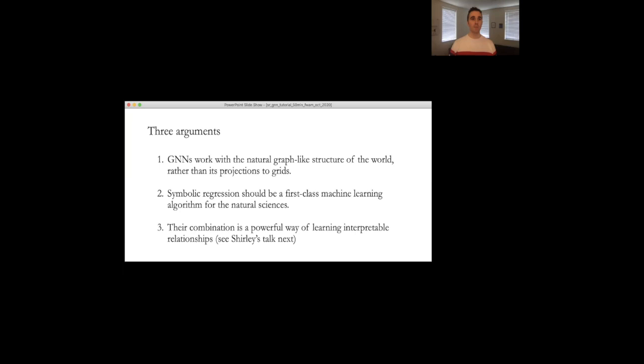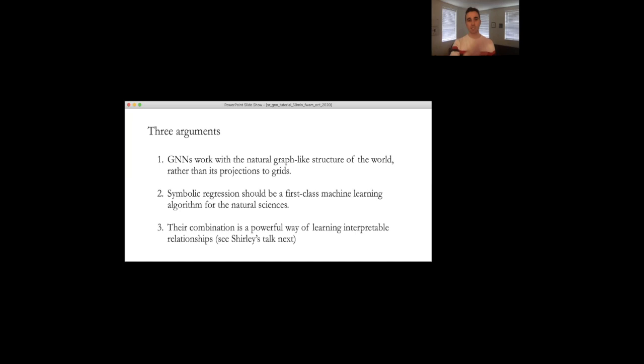The second thing I want to argue is that symbolic regression should be a first-class machine learning algorithm for the natural sciences. I think it hasn't been developed that much, and I've only read a single paper in all of astronomy that uses symbolic regression, but it's such a powerful and interpretable technique. I'll explain what these are later. The third thing is, if you combine a graph neural network with symbolic regression, you get a very powerful way of learning interpretable relationships in data. That's going to be in Shirley's talk. I'm going to cover one and two.